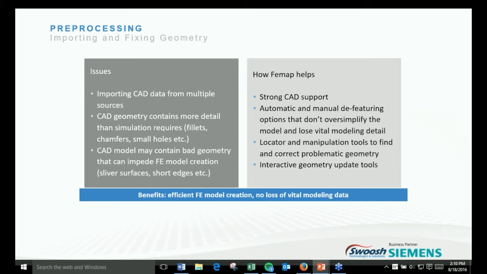FEMAP has tools that will automatically, or you can manually select, defeature the model without oversimplifying the model data, which loses vital modeling information. Regarding bad geometry, the FEMAP meshing toolbox includes tools that can locate and remove bad geometry quickly and easily, which is very critical when you're trying to prep your model.